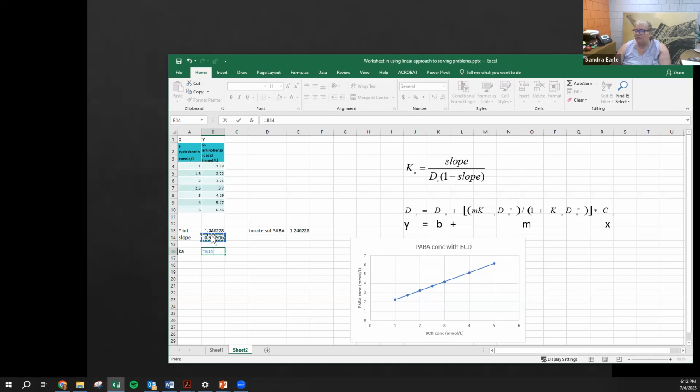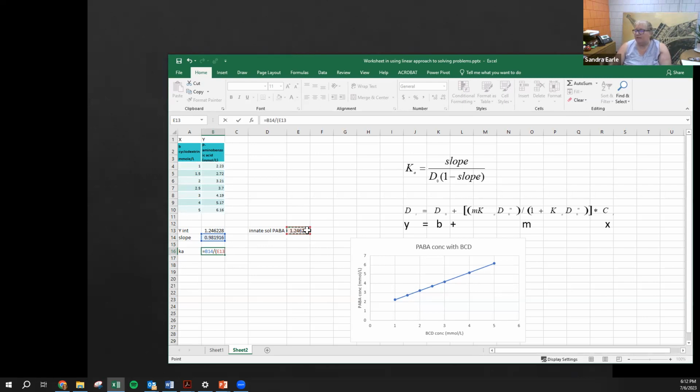Okay, so I want to put that cell into the equation because that's going to pull the slope for me. I don't have to put in the number. In fact, that will make it a less usable Excel spreadsheet. So equals B14, and then we want to divide that. So the way we do division in Excel is with a slash. So that will divide B14 by whatever comes next. And what's going to come next is the denominator here, which is our innate solubility. So I want to put parentheses around this whole denominator. So the innate solubility here is 1 point, this number here, right? And again, I want it to go to that cell and find it.